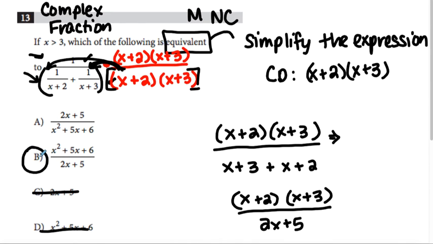Okay, so that's a quick and easy way to simplify a rational expression, in this case, a complex fraction. And hopefully that video will get you thinking more about the rational expressions you learned in Algebra 2.